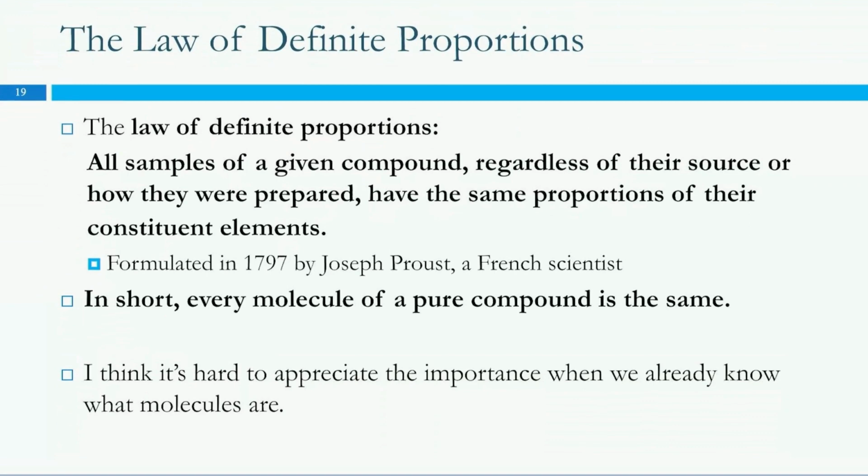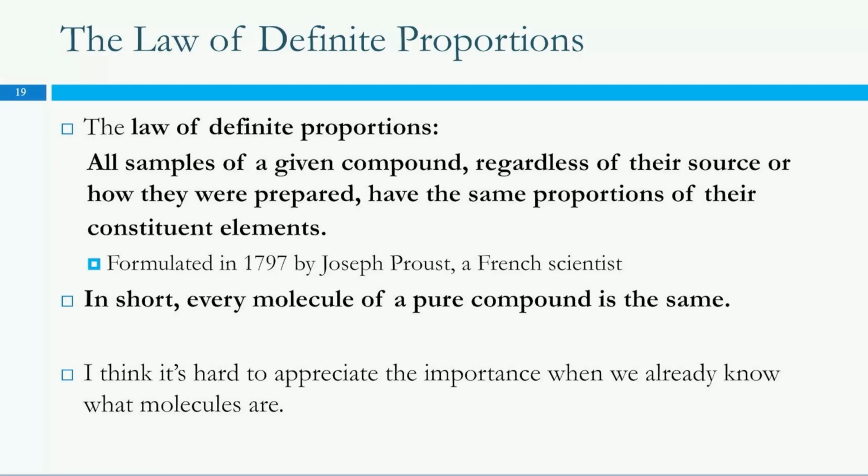The big fancy way to put this is all samples of a given compound, regardless of their source or how they were prepared, have the same proportions of their constituent elements. In short, every molecule of a pure compound is the same. Meaning that if I've got a molecule of water, 1 oxygen and 2 hydrogens, it doesn't matter where the water comes from, it will have 1 oxygen and 2 hydrogens.